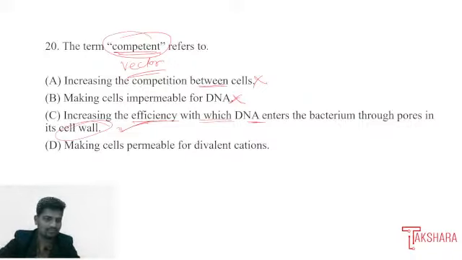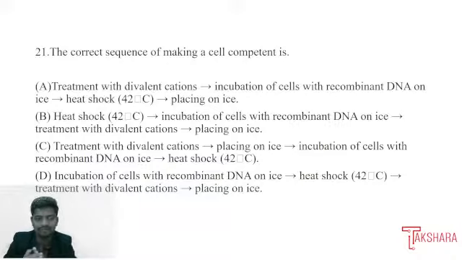And D, making cells permeable for the divalent cations. So making a cell permeable for the divalent cations is given. Making cell permeable to divalent does not fit. So option C will be the correct one for question number 20. Okay. And the next, question number 21.